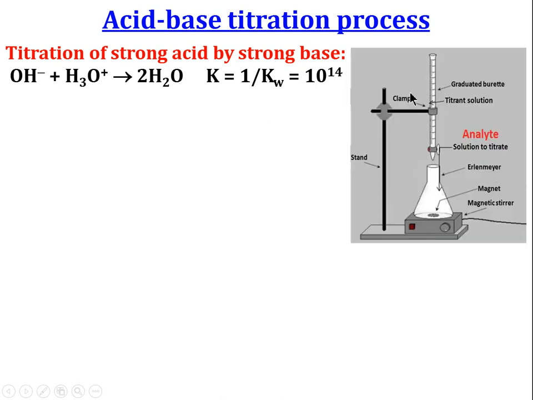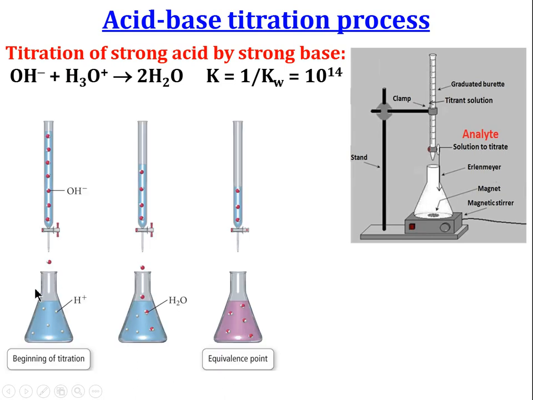For the apparatus of the titration, we need a magnetic stirrer, an Erlenmeyer, and a magnet to stir the solution. In the Erlenmeyer, we generally put the solution to titrate, which we call the analyte, and in the burette, we put the titrant solution. So at the beginning, in the Erlenmeyer, we have H plus, and the color of the indicator will be that of HIN, suppose blue.